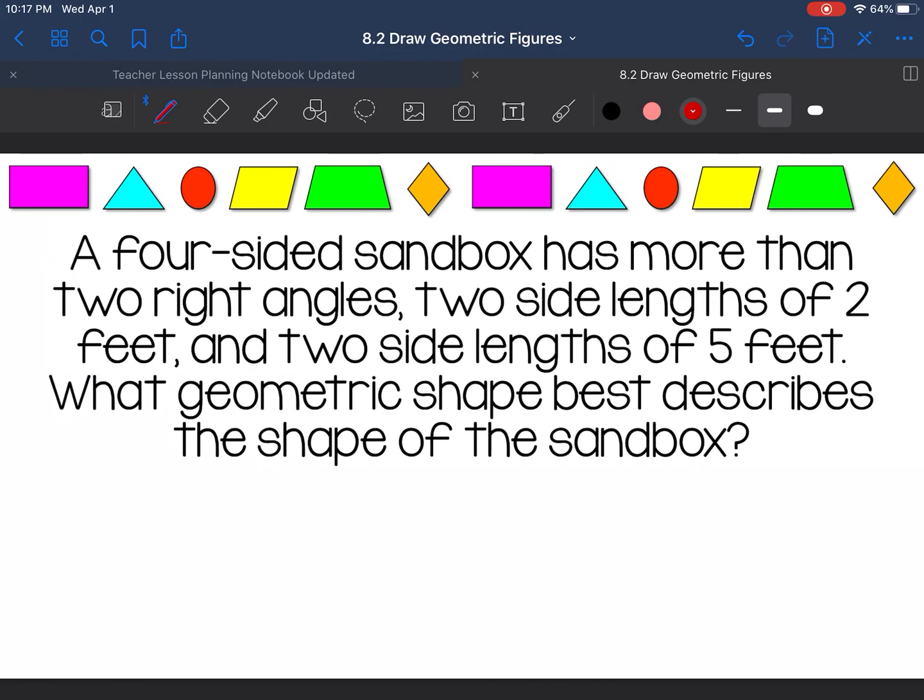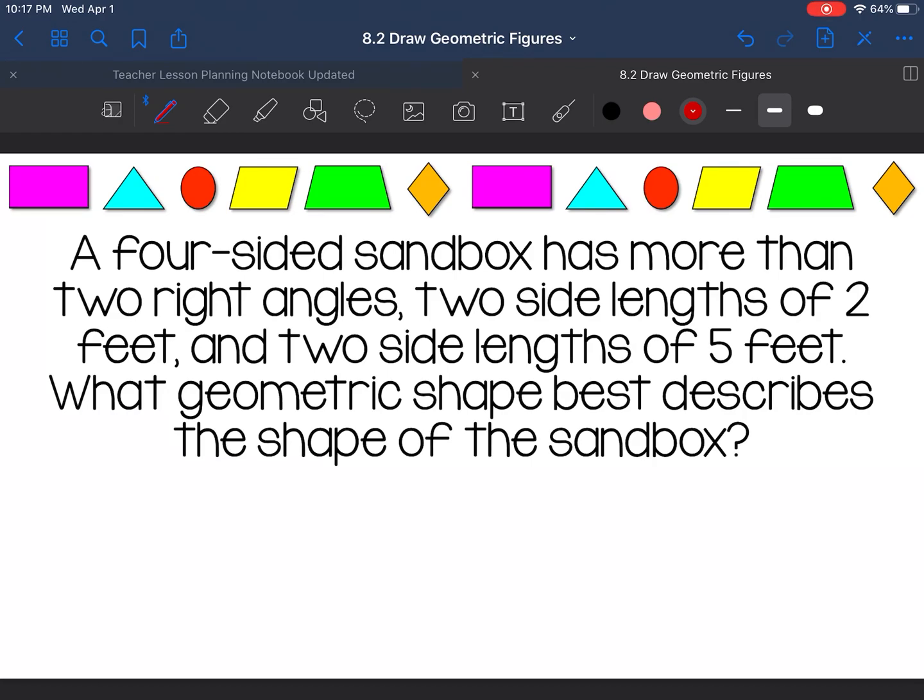All right, so let's move on and talk about this problem. A 4-sided sandbox has more than 2 right angles. It has 2 side lengths of 2 feet and 2 side lengths of 5 feet. Which geometric shape best describes the shape of the sandbox?